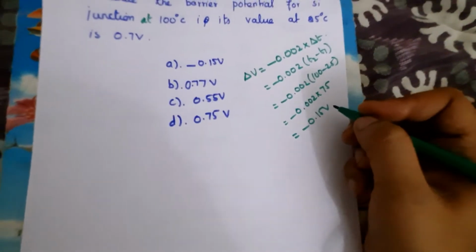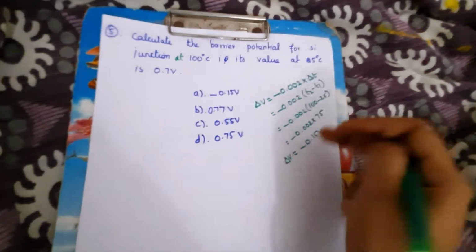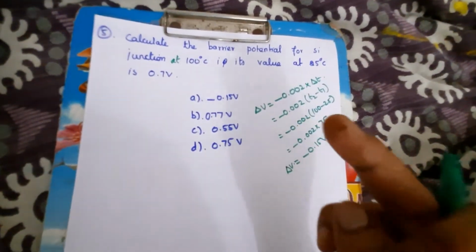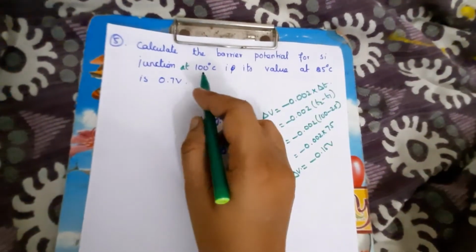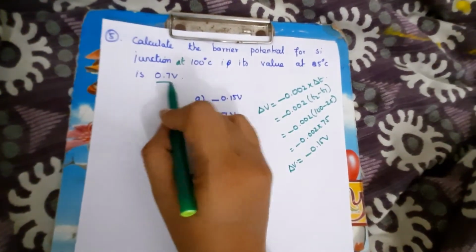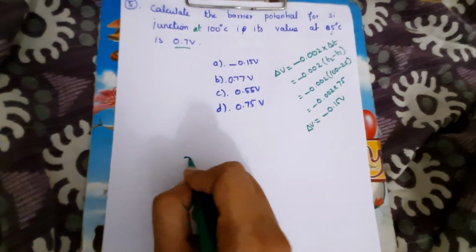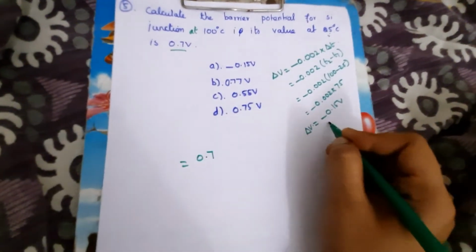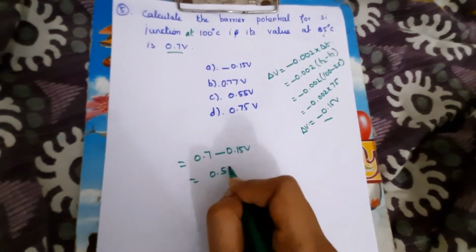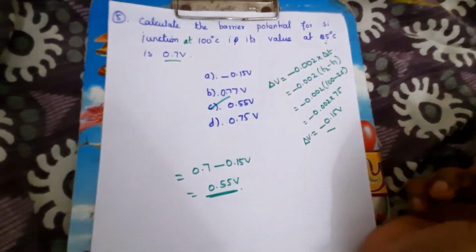So multiplying this, we will get minus 0.15 volt. And this is del V, and this del V is added with this potential. Then only we can get the barrier potential at 100 degrees Celsius. We add it with the T1 value. That means 0.7, and this is a minus value, so minus 0.15 volt. So we will get 0.55 volt, and this is the final answer. So here the answer is C.